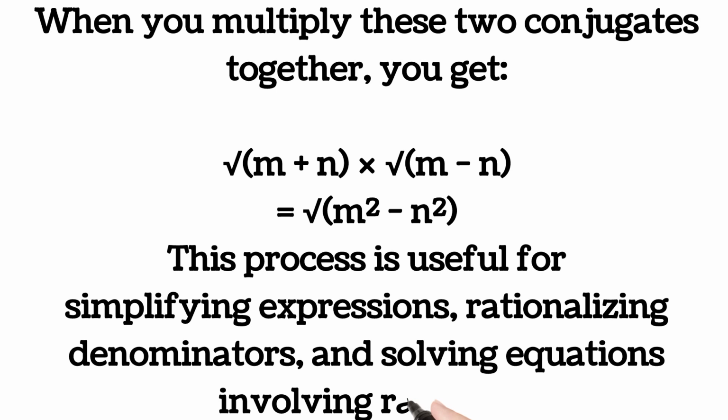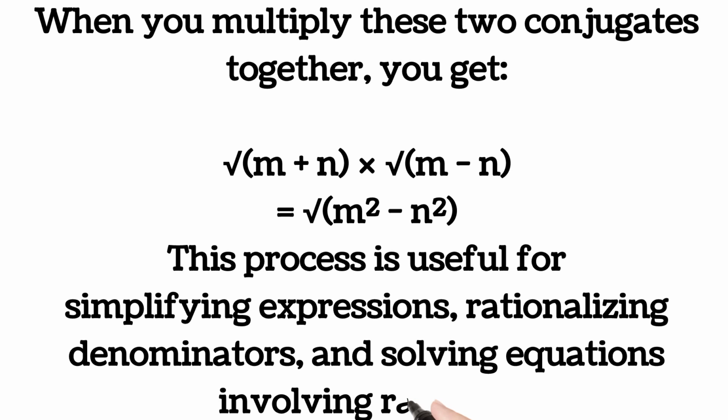Example 1. Root m all over root n. In this example, we will only rationalize, no conjugation. We now have, open a bracket, root m divided by root n, times root n divided by root n. That will give us root m times root n divided by root n times root n. That will give us root mn divided by n. That's all.